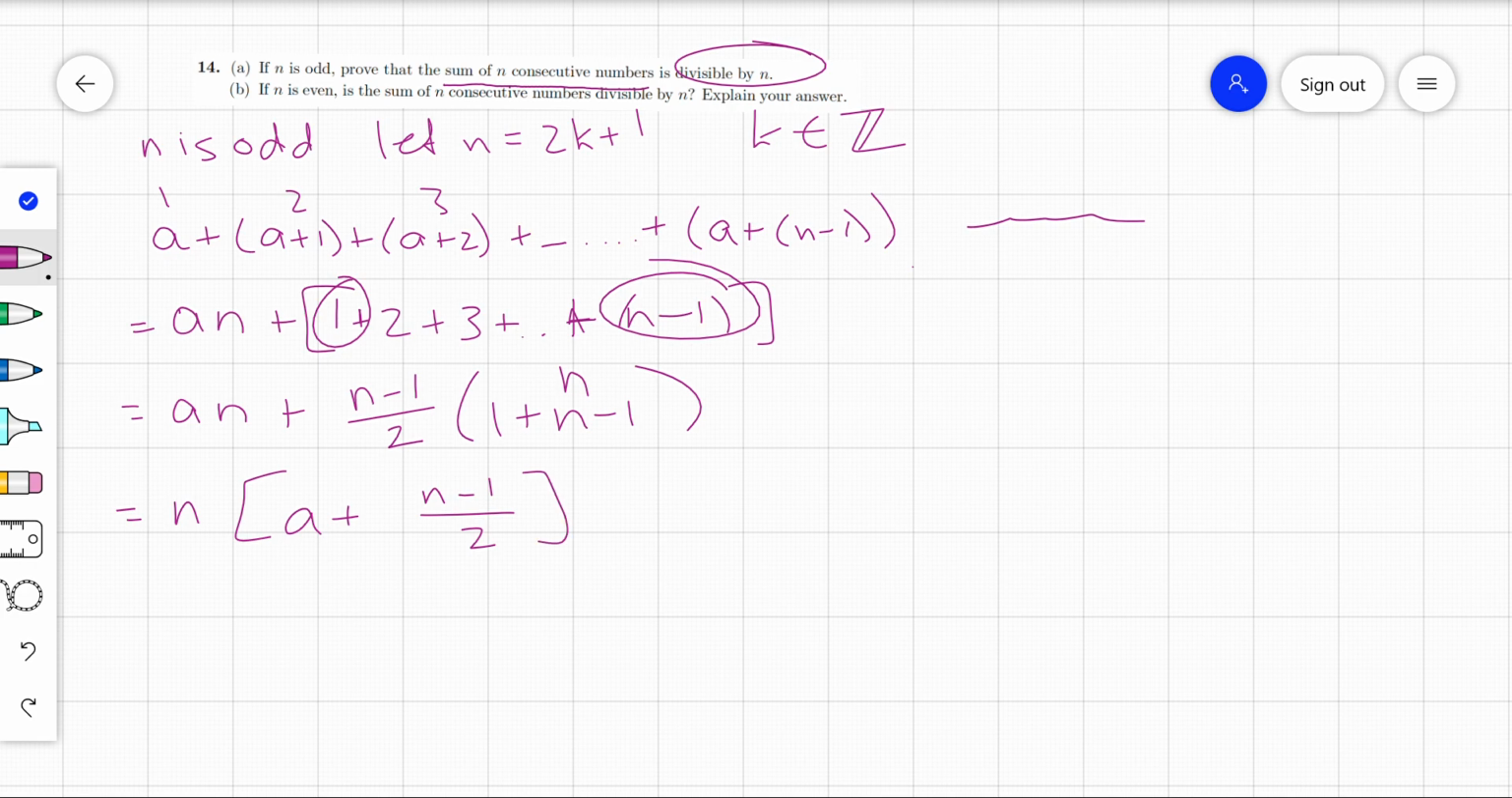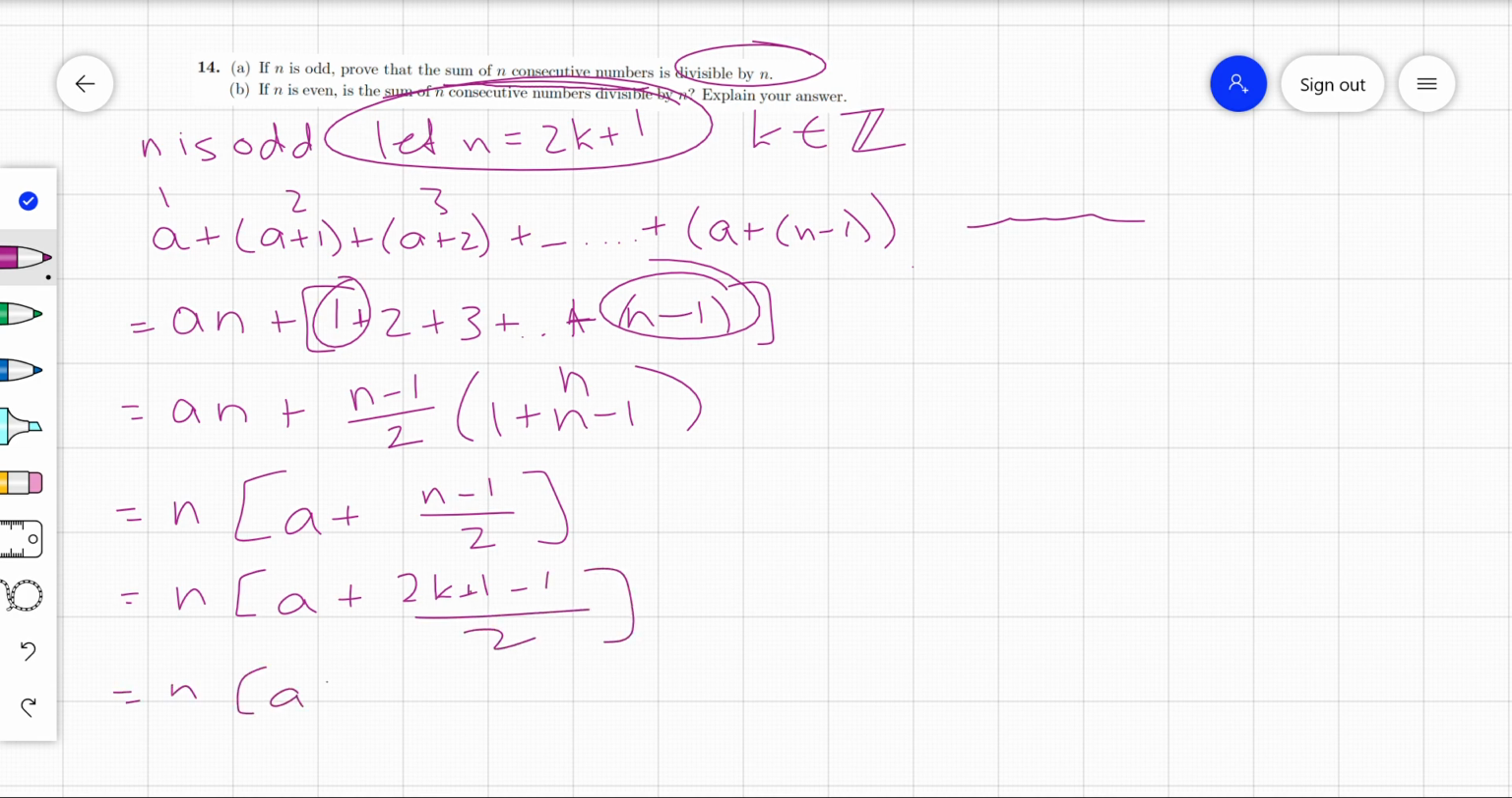Yeah, so it looks like it's divisible by n, but remember this inside of the bracket has to be an integer, so we have to show it's an integer. So this is where we need the fact that we've got an odd n. If I put an odd n in there, that's 2k plus 1 minus 1 on 2. So that is a plus, 1 minus 1 cancels out, so I just get plus k, 2k on 2.